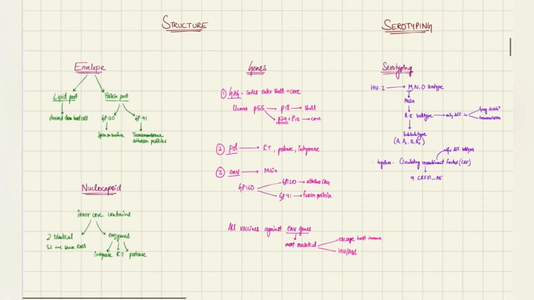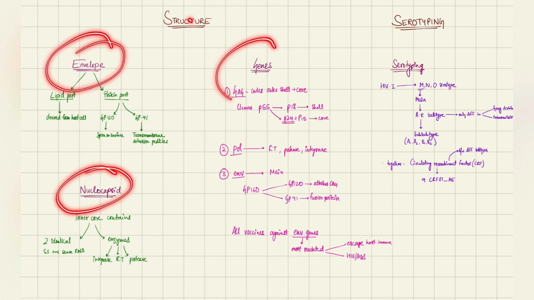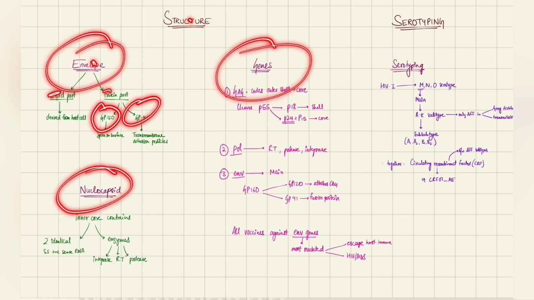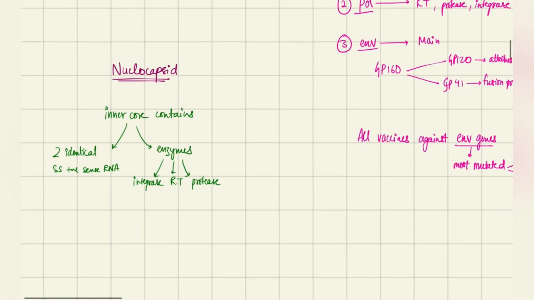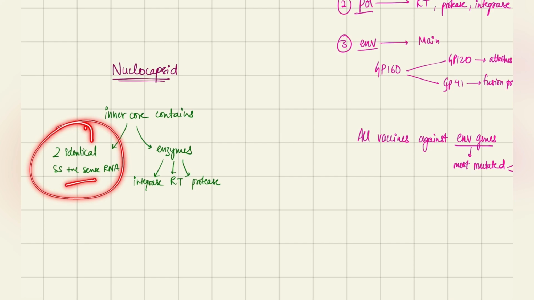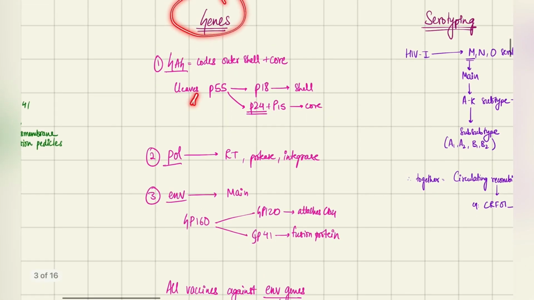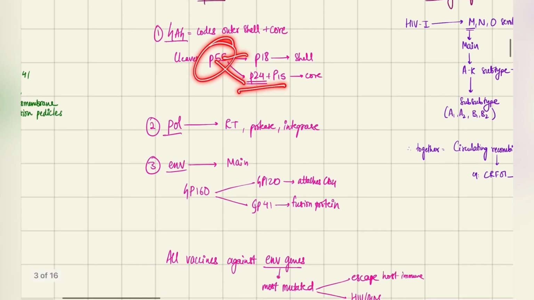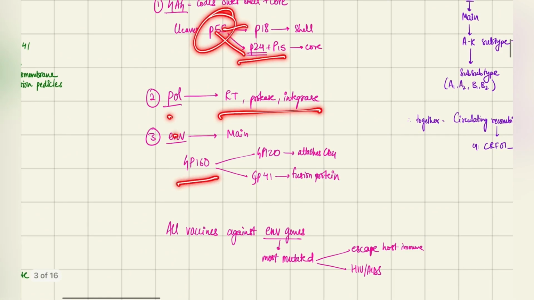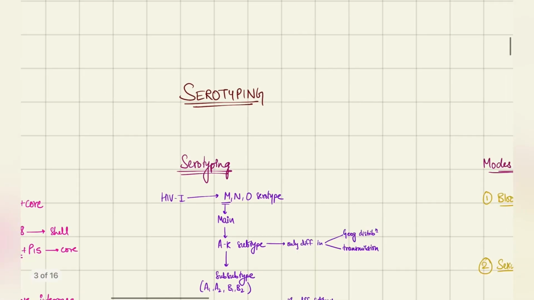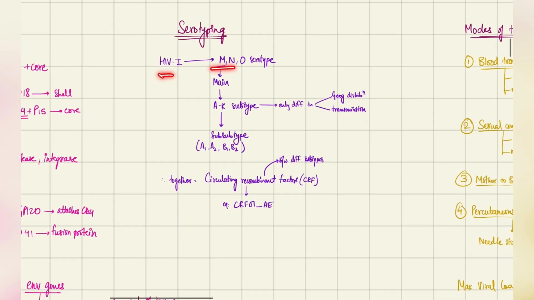Let's recap it. Structure: we had envelope, nucleocapsid, and genes. Envelope had lipid protein part, GP120 and 41. Nucleocapsid had structures like 2 identical single-stranded positive sense RNA, and 3 enzymes: integrase, reverse transcriptase, protease. Then genes, we have GAG, POL, ENV. GAG was responsible for P55 splitting into P18, P24 plus 15, POL for the enzymes, and ENV for GP160 splitting into 120 and 41. Serotyping, we had, remember, HIV-1 and HIV-2 serotypes, and then M, N, O subtypes.